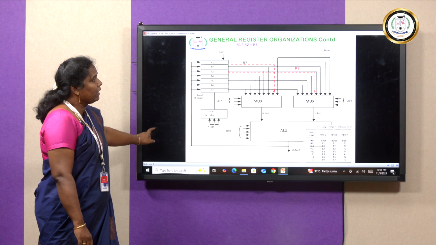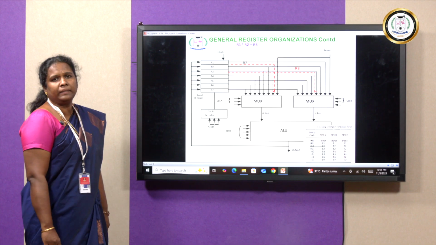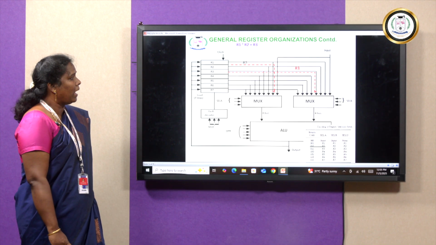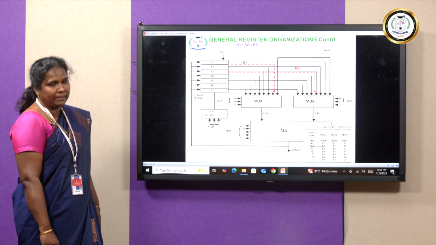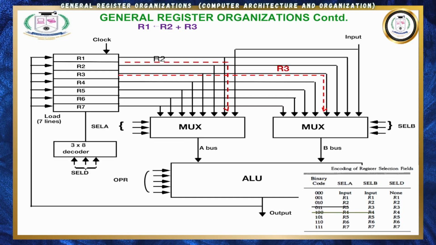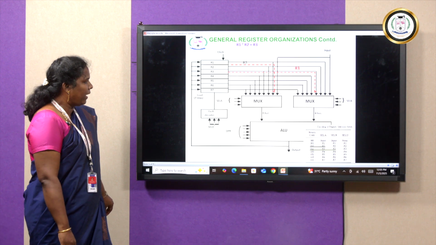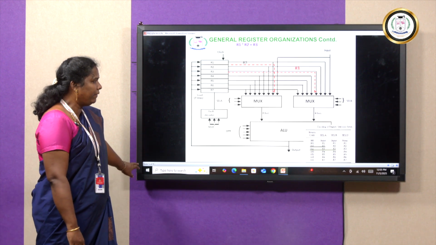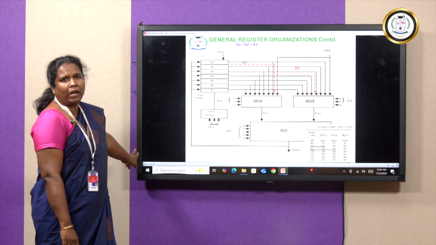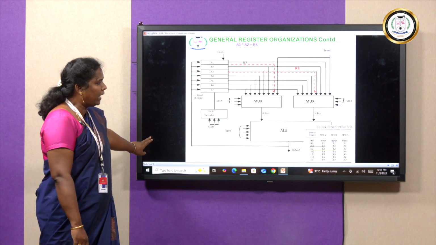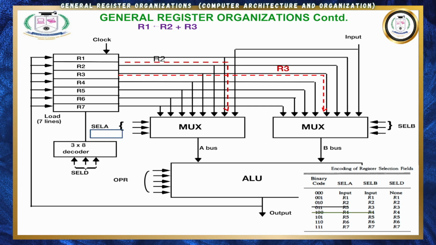In the same way, for multiplexer 2, we have to select the input from register R3. If the input line from R3 has to be selected from the multiplexer, then the select B value should be 0, 1, 1. So if select A is 0, 1, 0 and select B is 0, 1, 1, then the values from R2 and R3 will be selected and given to the arithmetic and logical unit for further operation.